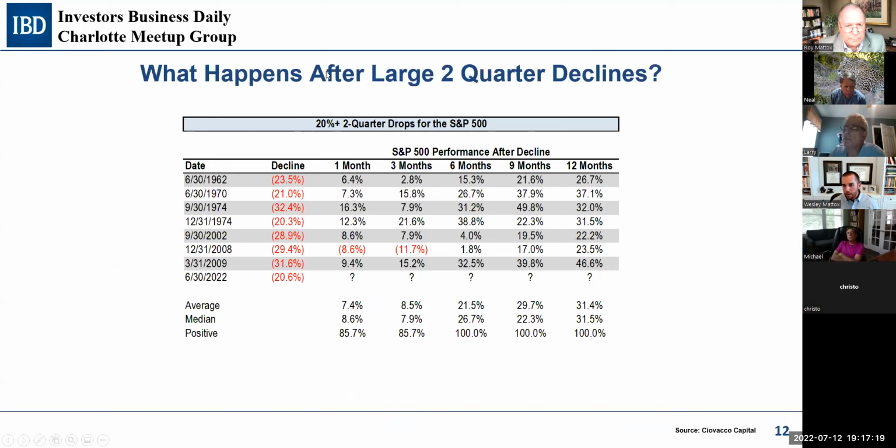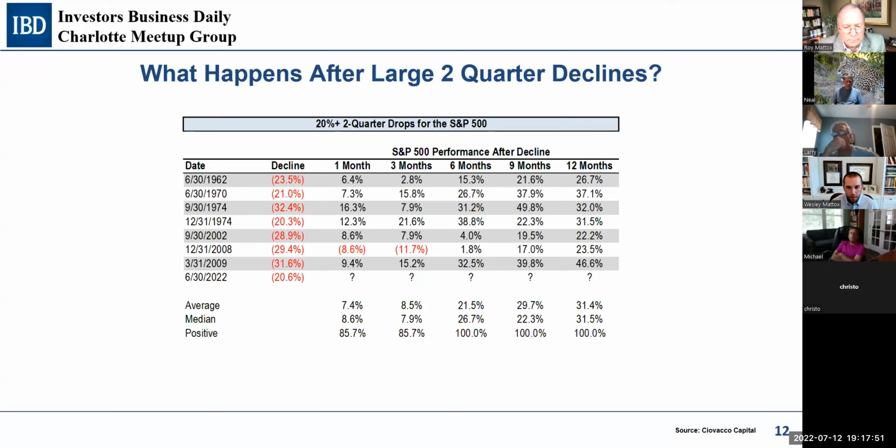Okay, and this is another chart just looking at what happens after we see a 2-quarter drop of over 20%. These are the last, I guess, 6 or 7 times this has happened post World War II for the S&P. And most of the time the market does work higher, at 1, 3, 6, all these periods, even up to 12 months, and it's significantly higher.